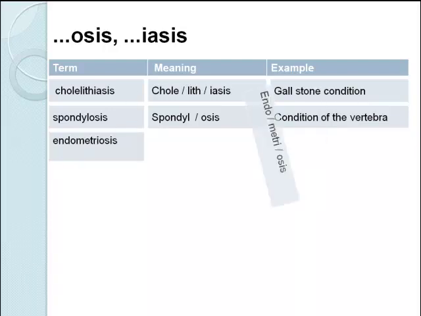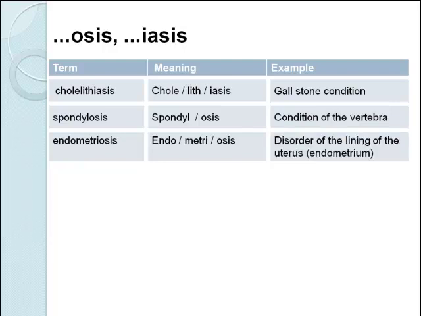Endometriosis. Let's break it down. Endo, break, metri, break, osis. Well, endometri refers to the endometrium, and the endometrium is inside the uterus, the lining of the uterus. So endometriosis, a disorder of the lining of the uterus, or a disorder of the endometrium.